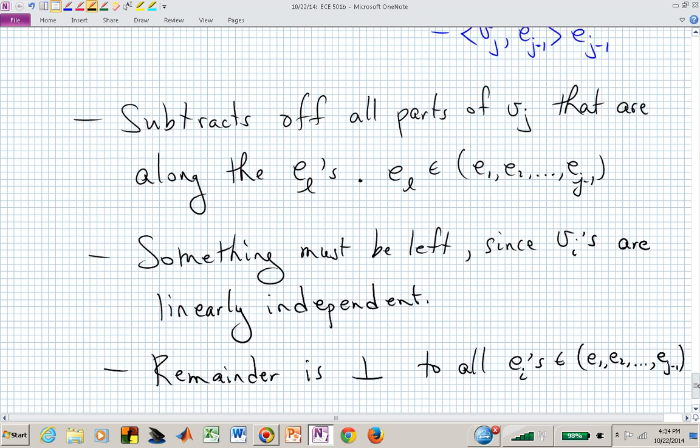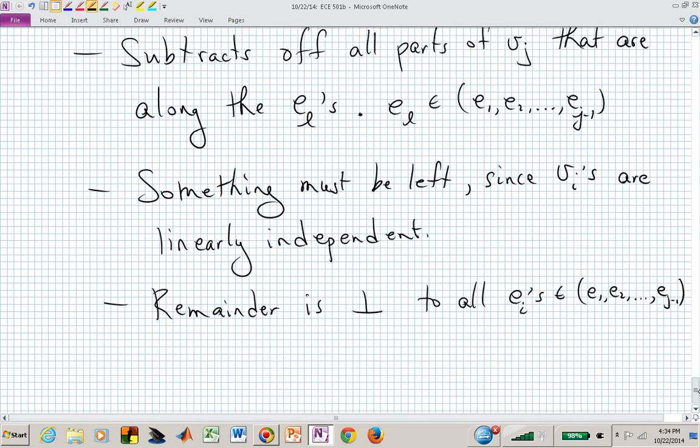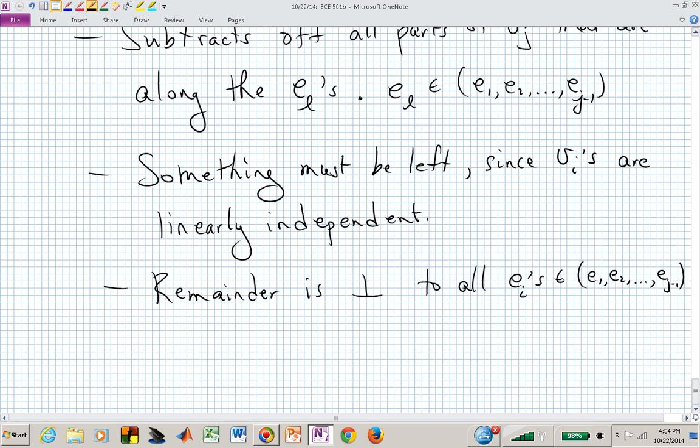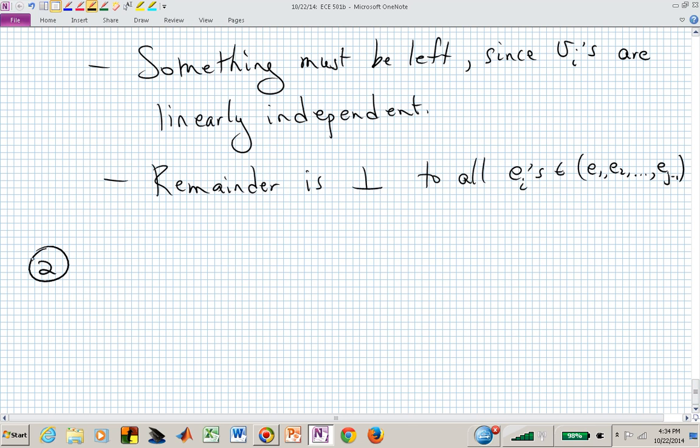So that's now W sub j. But that started with a V sub j, which wasn't any particular length. It was just some linearly independent vector, and it was linearly independent from V1, V2 up to V sub j minus 1. So now we need to make sure of the length of this new vector that we've created, this W sub j. We've removed from V sub j all the pieces that are in line with the earlier orthonormal basis vectors, E1 through E sub j minus 1, so that now we have to do step 2.